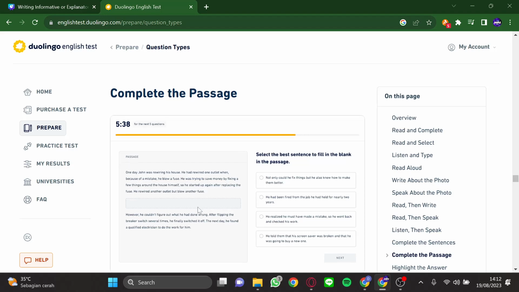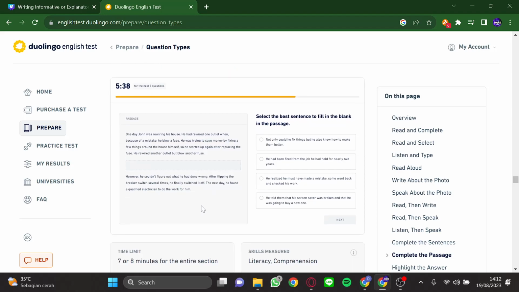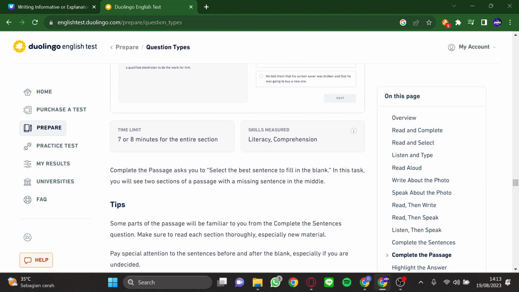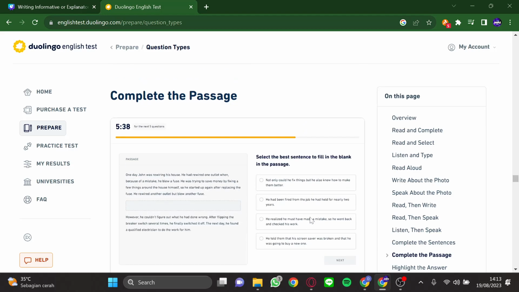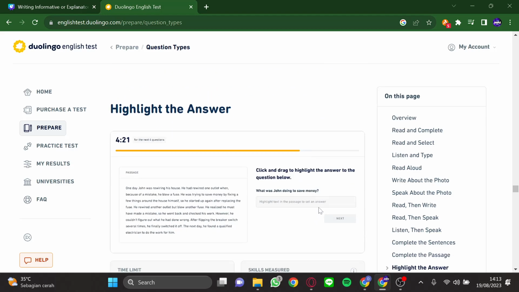This is basically, of course, another example of the literacy and comprehension production subscores, and you have to do it for around 7 to 8 minutes for the entire section, not for one question, but for the entire section. So if you want a clear example of this, I suggest you take the practice test in the official website, or in the practicing websites that other amateur teachers publish on the internet. And then highlight the answer.